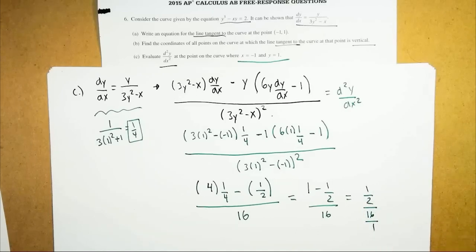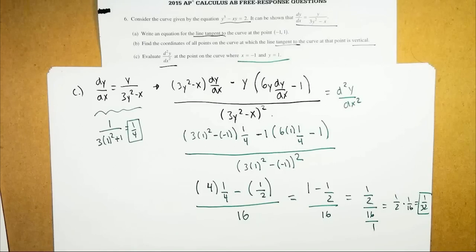I'm going to keep change flip. This is going to be 1/2 times 1 over 16, which is going to be 1 over 32. And that is my answer. Okay? Was this complicated? Yes. The fact that you have to do all of the pre-algebra steps just to solve for my 1 over 32. This is my derivative, my second derivative at -1, 1.